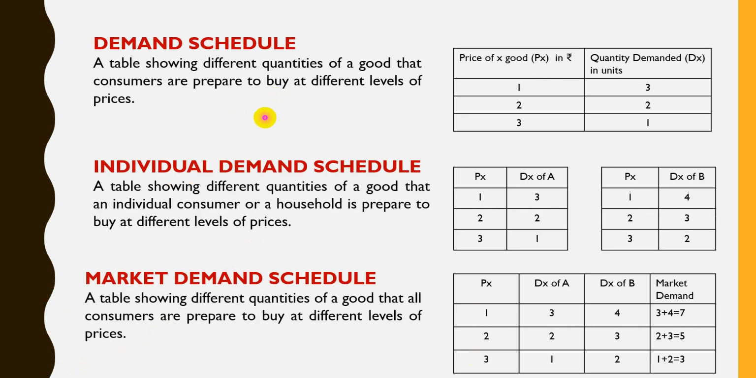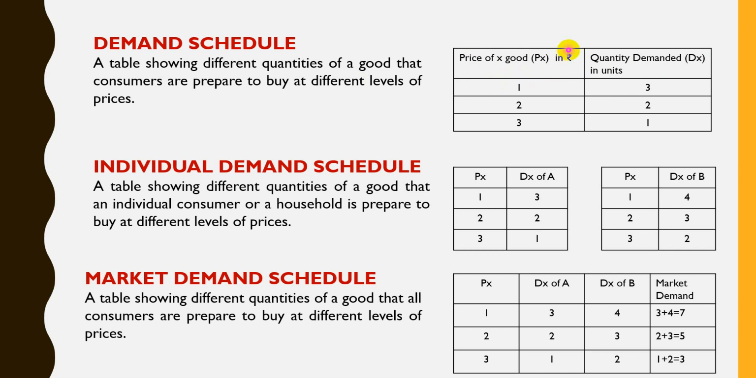Now, what is a demand schedule? Demand schedule is a table showing different quantities of a good that consumers are ready to buy at different levels of prices. So it is a table. We have considered the price of good X, Px in rupees, and the quantity demanded for good X, that is Dx in units. We know that price and quantity demanded are inversely related.